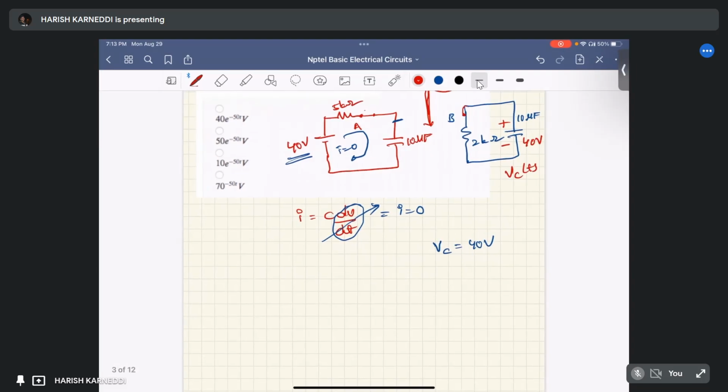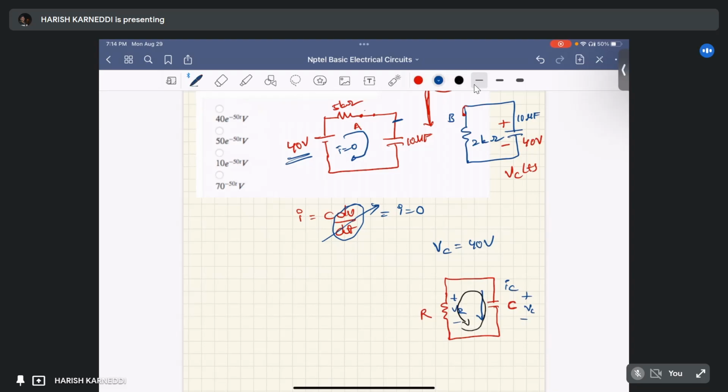I am just redrawing the same circuit with some notations. Here my capacitance is C, here the resistance is R, and here the capacitance current is IC. So the voltage across the capacitor is Vc and this is VR. Apply the KVL in this particular loop. Consider the current is in this direction.